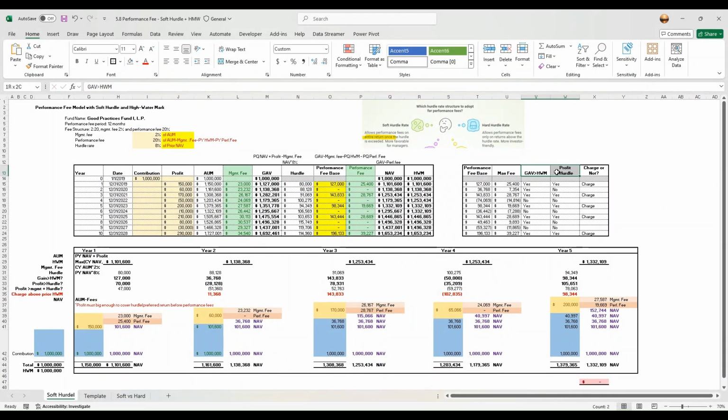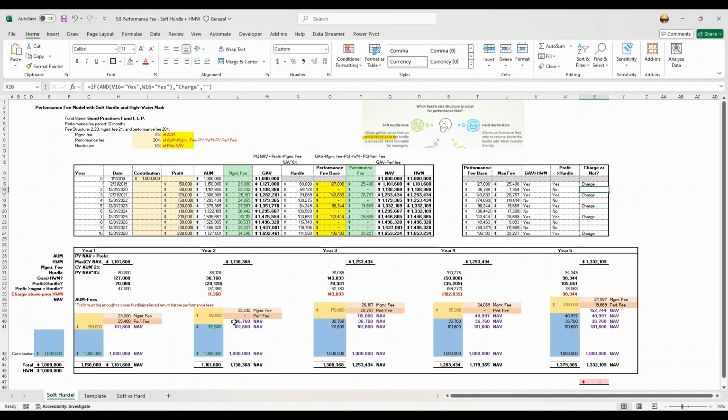So in summary, no matter if it's a hard hurdle or soft hurdle, we need to make sure the gap is large enough compared to the high watermark from last year. And then we need to make sure there's enough profit to cover the hurdle. So if we say yes to both of them, we will charge the fee. If any of them is no, meaning no fee base, no performance fee for this time period.